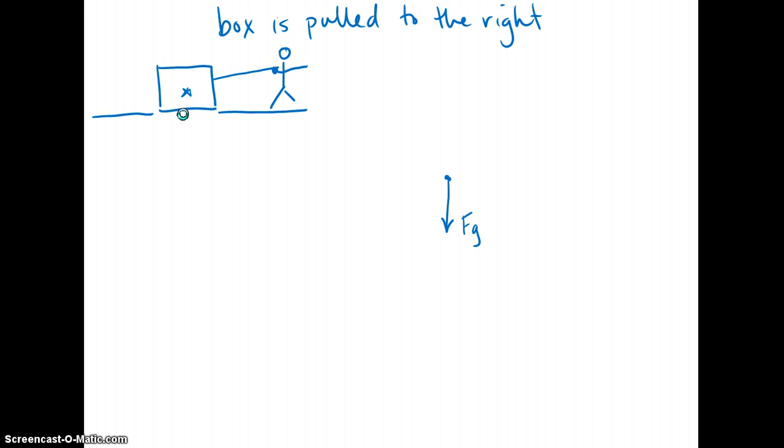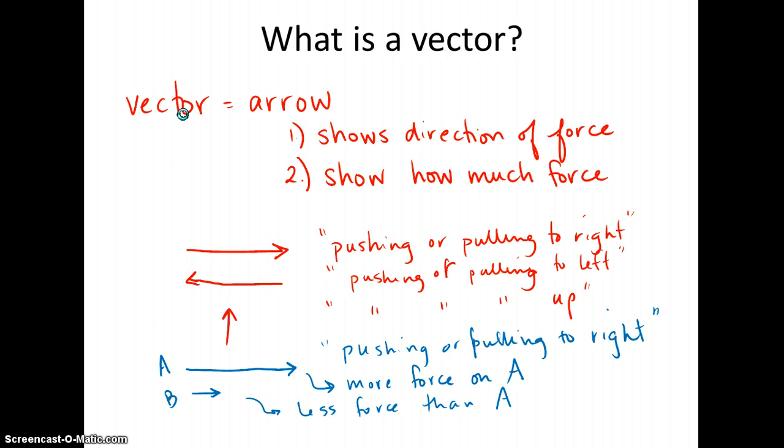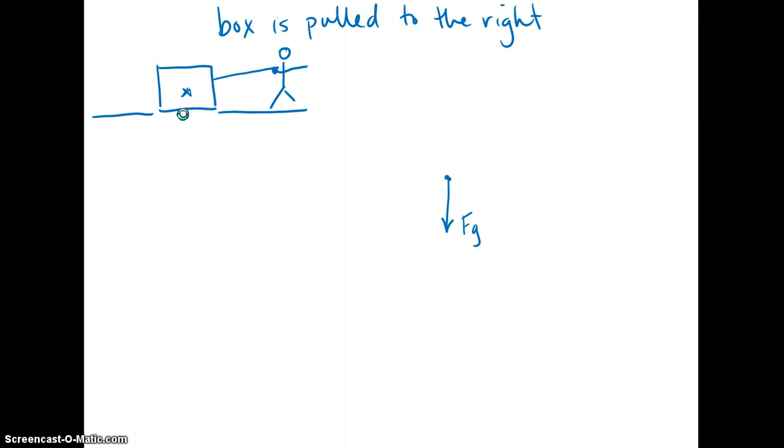The next question I need to ask is, is it sitting on a surface? And the answer is yes, it is, because it's sitting on a floor. So for that reason, I know I have a normal force. And because it's sitting on the floor and not sinking in, I may need to make certain that my arrow is just as long as my FG arrow, because they are balanced forces. The box is not moving down or moving up. It's staying in the same spot.